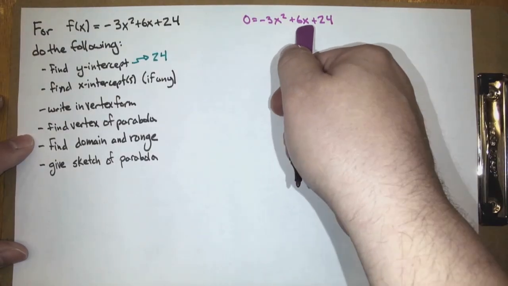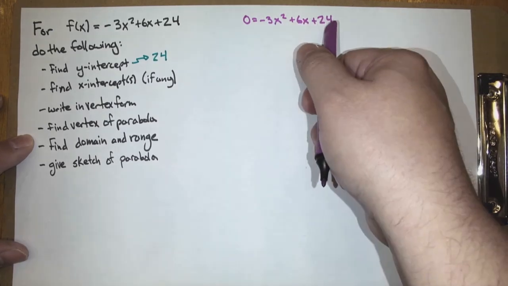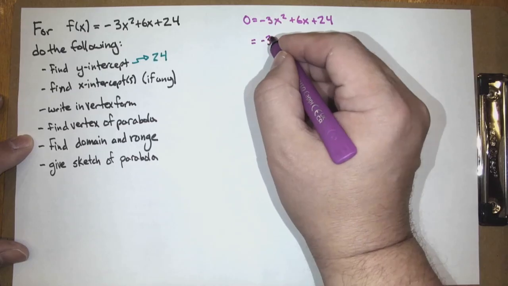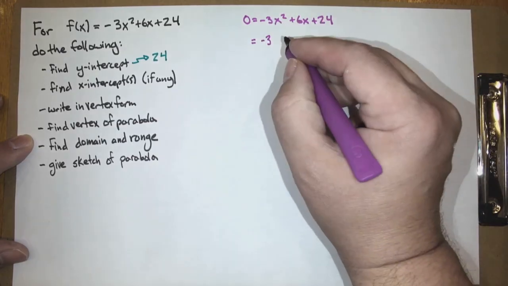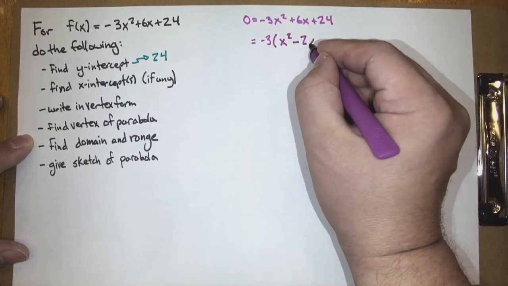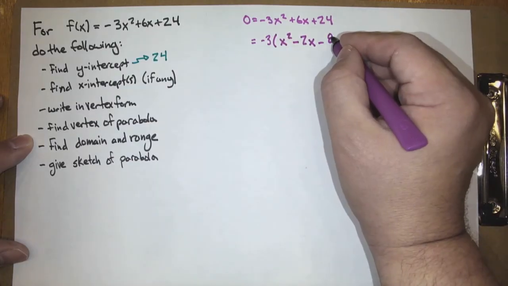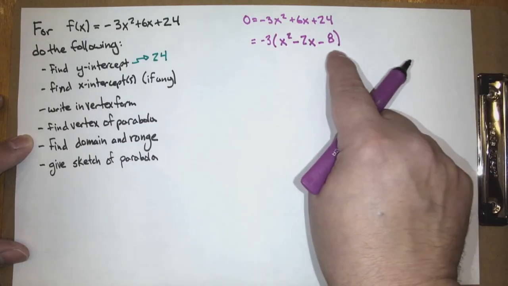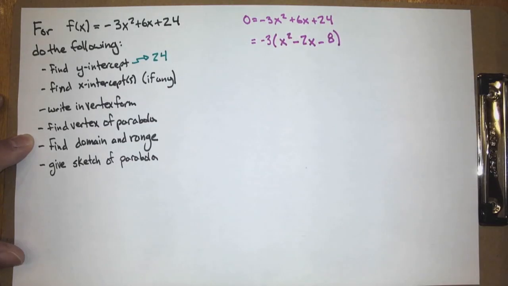Look for common factors, right? 3, 6, 24. They're all multiples of 3. And I'm going to pull out the negative as was suggested because I like to have what's in front of the x squared be positive. Always look on the bright side of life. All right, so we pull a negative 3 out. It becomes x squared minus 2x minus 8. Okay, can we factor x squared minus 2x minus 8? It does look a little bit more straightforward than what we had before.